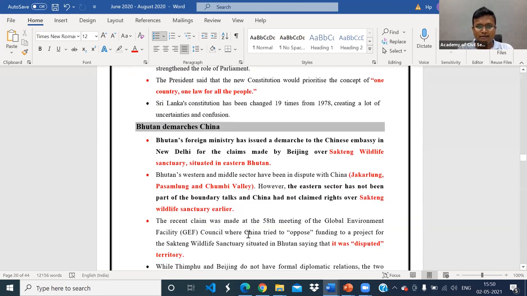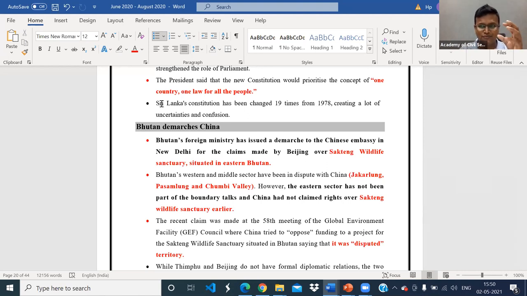Next, Bhutan demarches China. A demarche means making a diplomatic protest. Bhutan is lodging a diplomatic protest with China. What is the issue? China has recently made a claim over the Sakteng Wildlife Sanctuary situated in eastern Bhutan. China has that habit. Sometimes they come to Ladakh and say some region is theirs, like Galwan Valley, Pangong Lake, etc. This is called the salami slice approach of China.